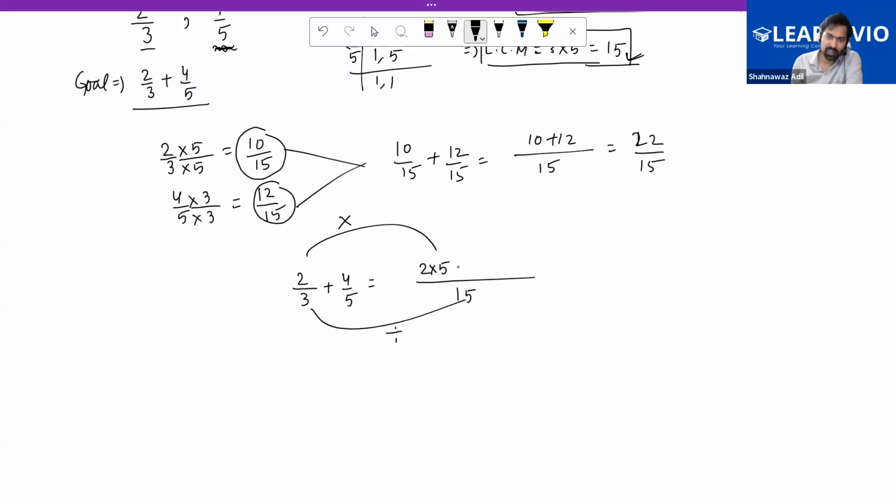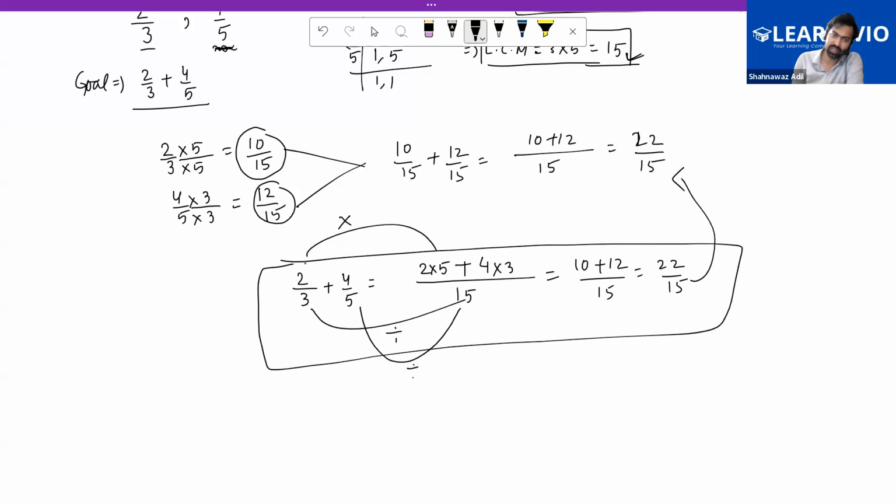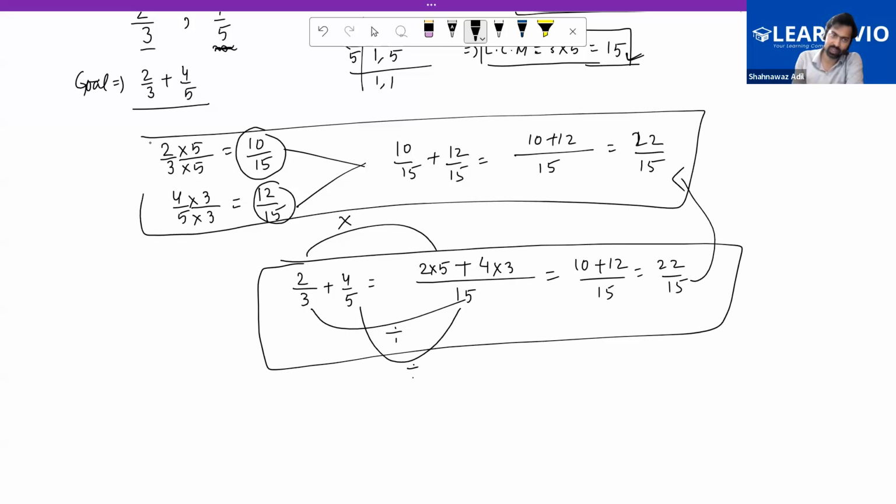Yes. And then again, we follow the same process. We divide 15 by 5, so what will we get? 3. And then we multiply it with 4. So we'll get 10 plus 12 by 15. So this is 22 by 15. We get the same answer, right? This is the trick that you follow. Where do you get this trick? This is the basic idea. Is it clear? Yes, that's clear.